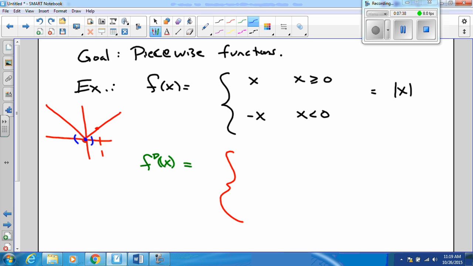So, for any x that is greater than 0, it is obvious that my derivative is 1. And for any x that is less than 0, it is obvious that my derivative is -1. But what happens at 0? For that, we are going to have to introduce a new concept, and that is a right-hand derivative and a left-hand derivative. So this is our new thing for today.